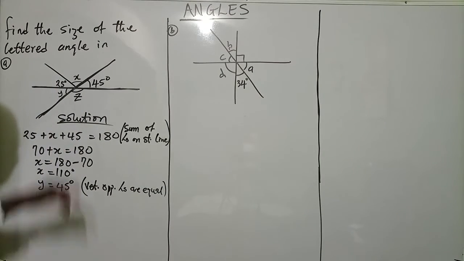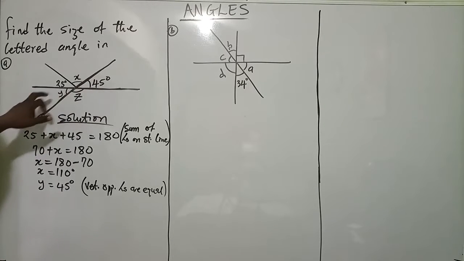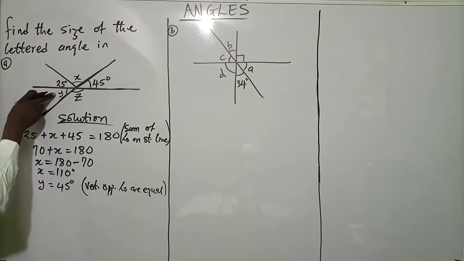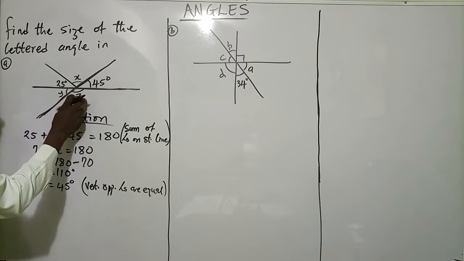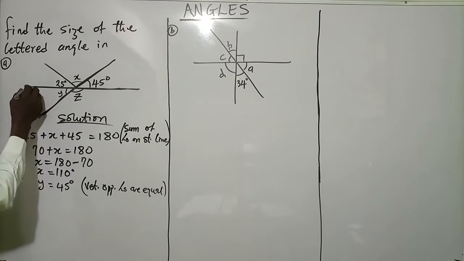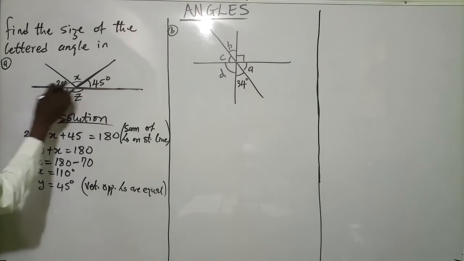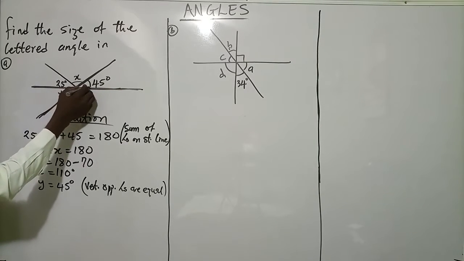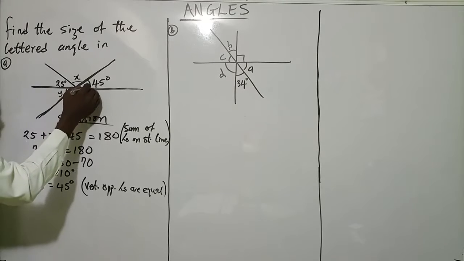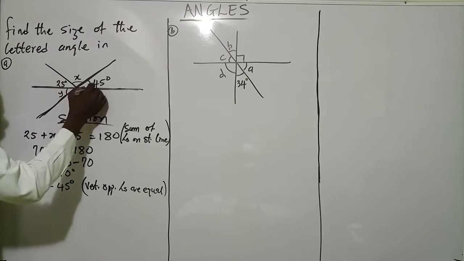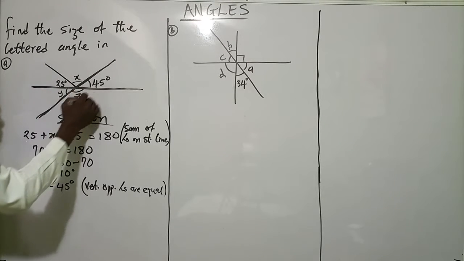We considered that last time, that y and 45 are vertically opposite. They are equal. Now I know the value of y. Is it possible to get the value of z? Yes, because take a look again. This is also a straight line. So y and z form two angles lying on a straight line.